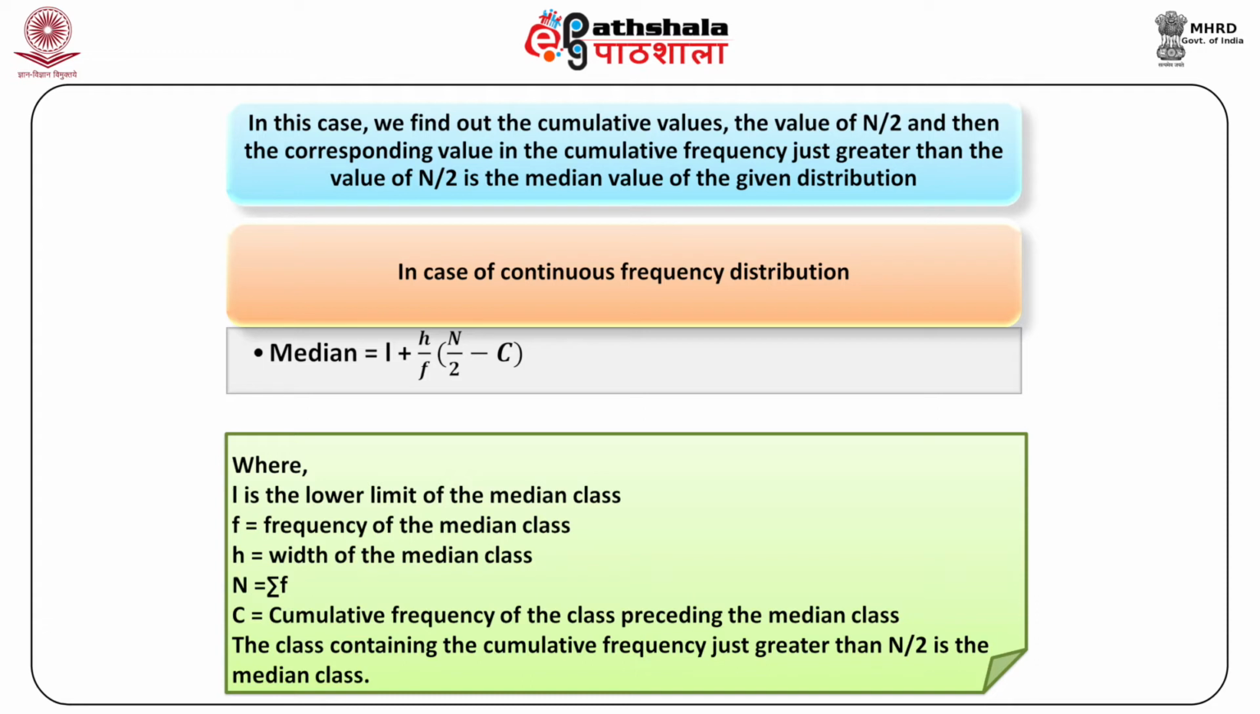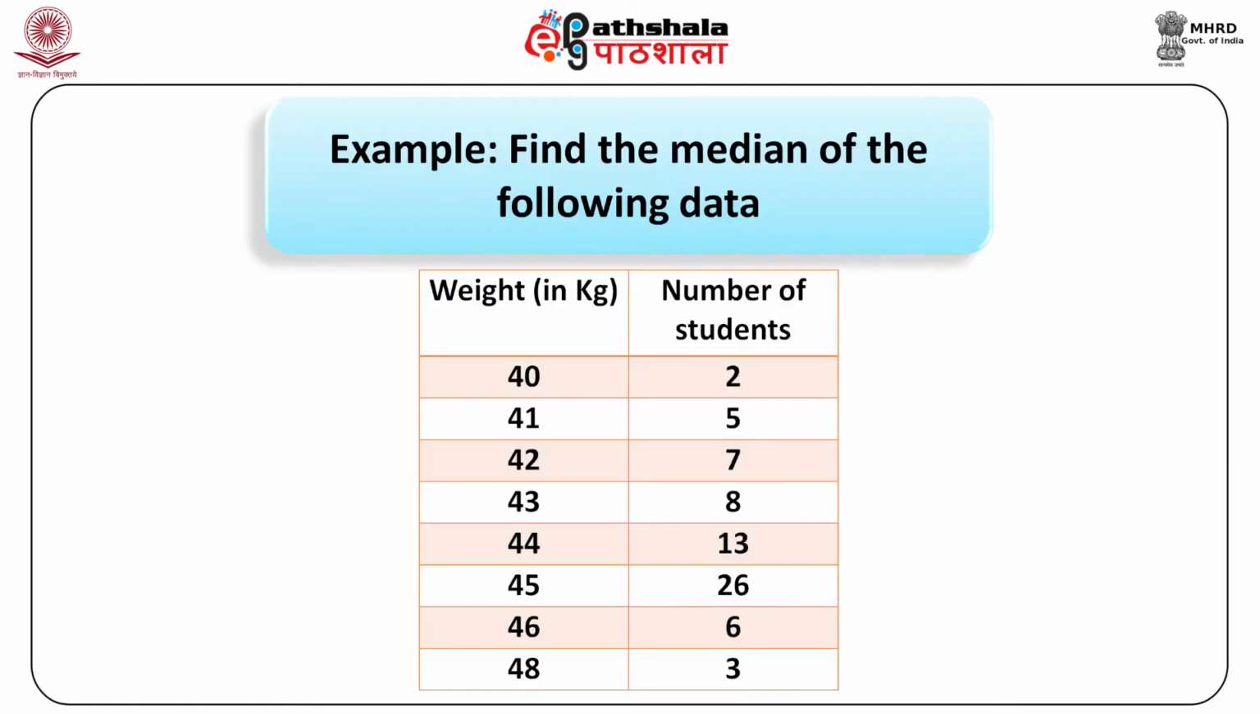In case of continuous frequency distribution, median is given as L plus h by f into capital N by 2 minus c, where L is the lower limit of the median class, f represents the frequency of the median class, h represents the width of the median class, and capital N refers to summation f, that is summation frequency, and capital C over here refers to cumulative frequency of the class preceding the median class. The class containing the cumulative frequency just greater than n by 2 is the median class.